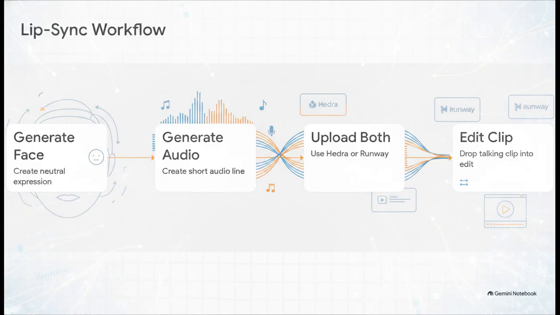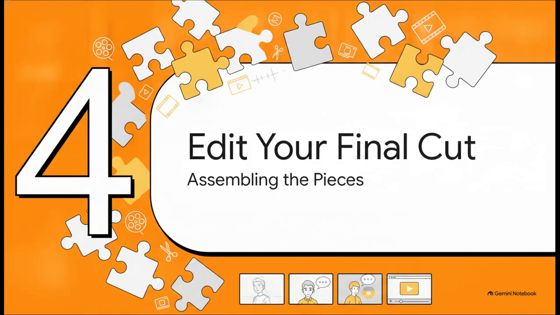1. Generate the character's face with a neutral, closed-mouth expression. 2. Generate a short audio clip of their dialogue line. 3. Upload both of those files into a beginner-friendly tool like Hydra or Runway. 4. Drop that resulting talking video clip right into your final edit. That is literally it. Face plus audio equals a talking character. A complete beginner can knock this out in minutes.